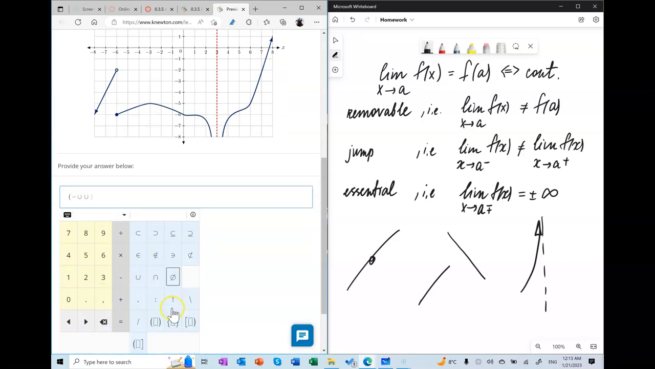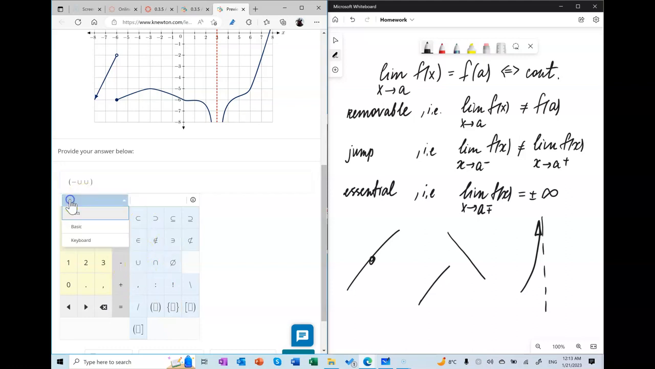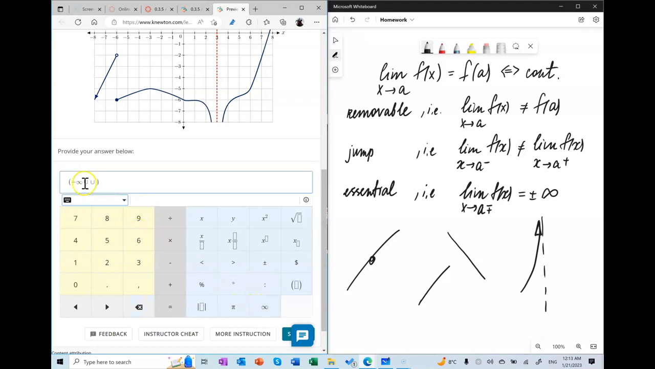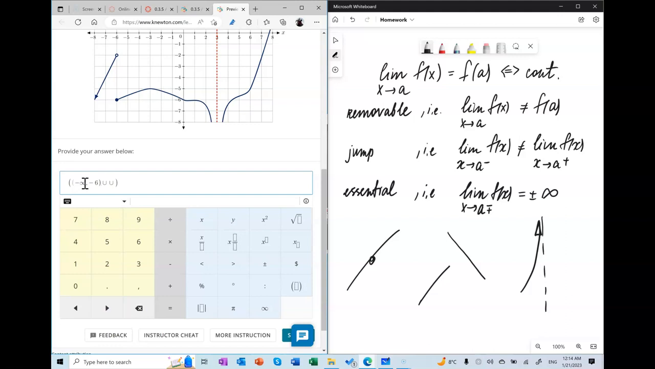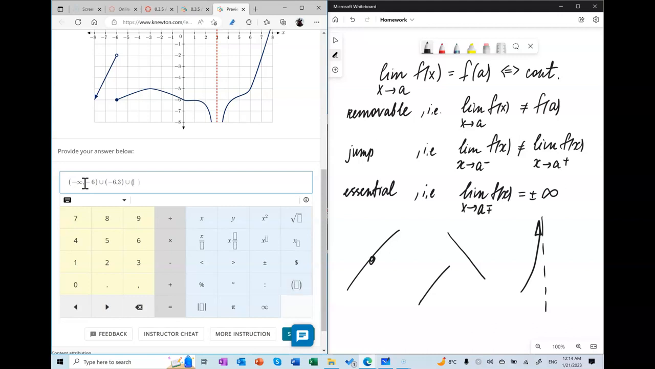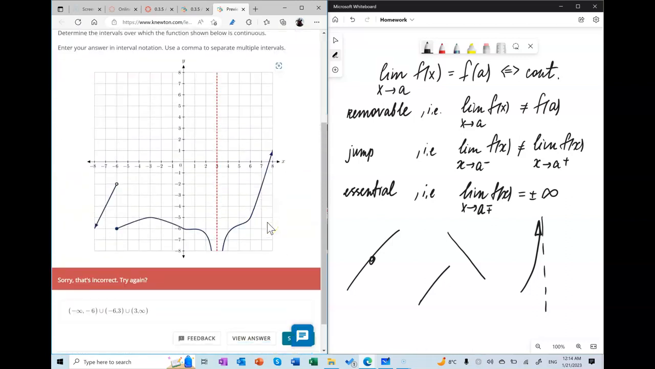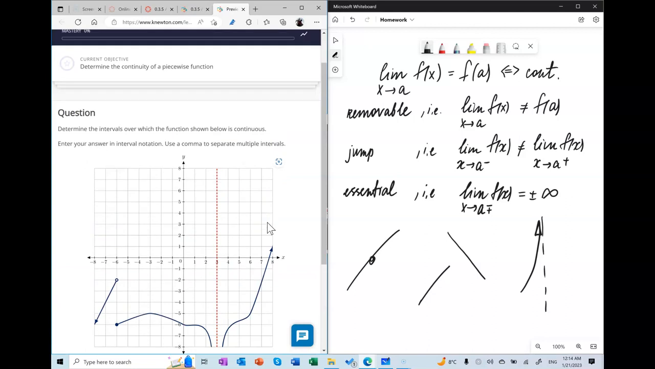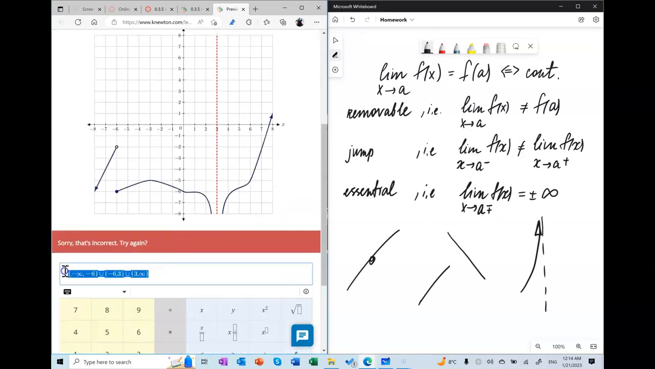negative infinity. It could be a pain to actually write all this infinity. So we have from negative infinity to negative 6. Then we have a union from negative 6 to 3. And then we have a union from 3 to infinity. It says use a comma, so I should have paid attention to that. I used the set union notation.